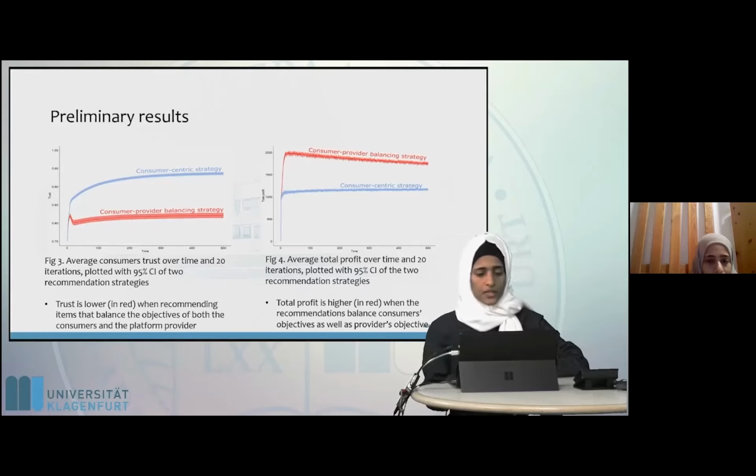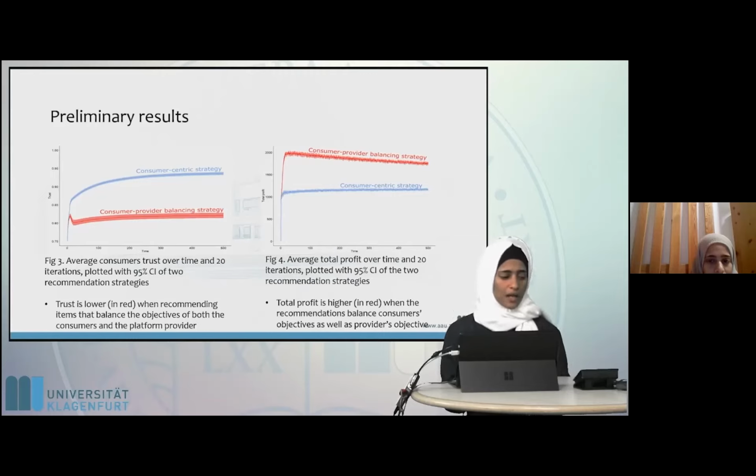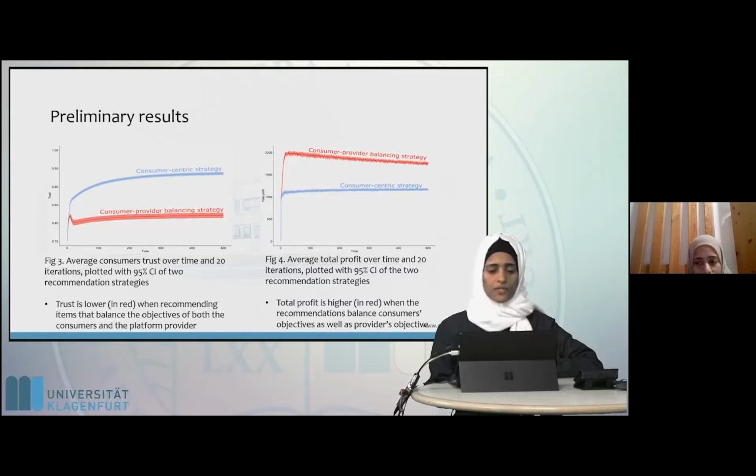On the other side, as you can see, the total profit of this strategy is higher than the previous one. So this means that the platform provider is satisfied somehow because the total profit is increasing. But then, as you can see, there is a slight decrease over time of the profitable items, because in our simulation the number of items does not change over time. The platform provider doesn't add new items over time, so the system runs out of profitable items.